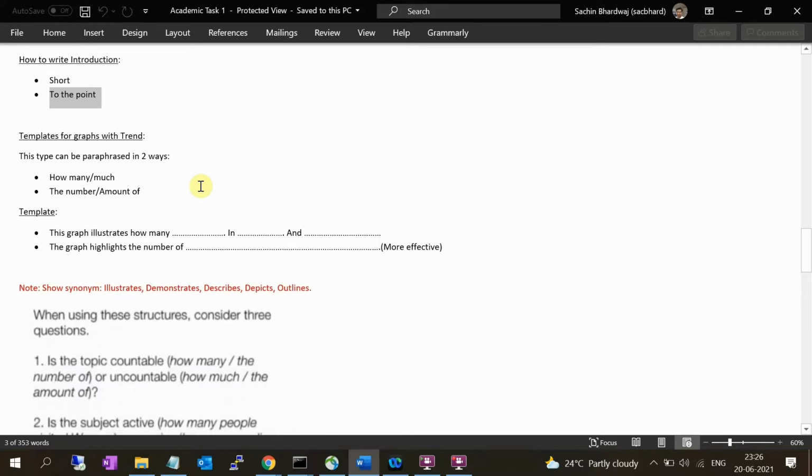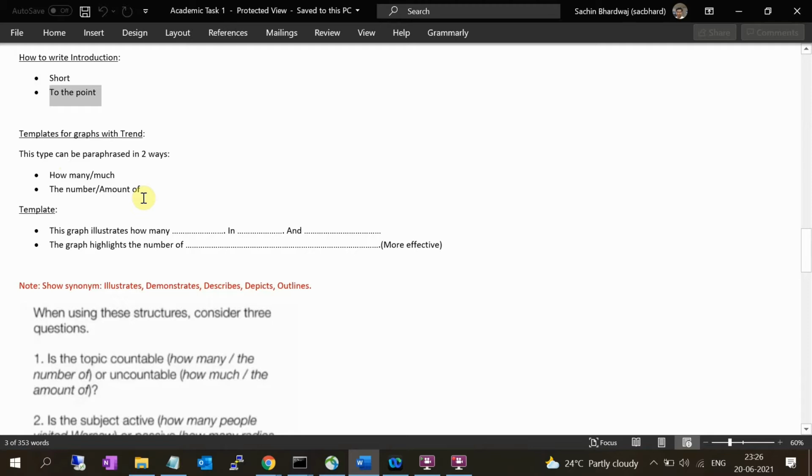This can be paraphrased in two ways. We can write how much or how many, or the number or the amount of. We will help you understand what this means. A quick suggestion: if the question mentions how many, you should write the number or amount of, or vice versa.